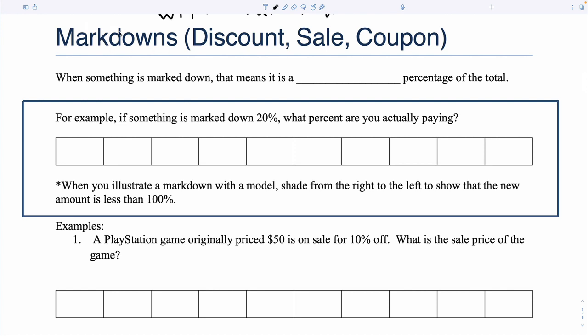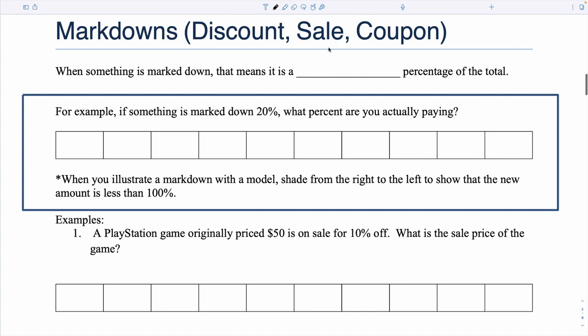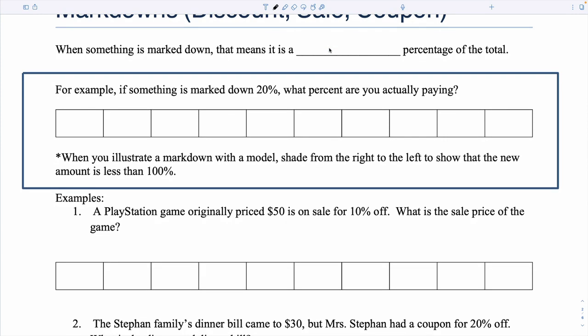When something is marked down, you're thinking of it like a discount or a sale or a coupon. If you go to a store that you shop at, like Kmart or Safeway or Target, and spend $100, and something is marked down, that means it's just a partial percentage. So you're thinking of a markdown kind of like a percentage off.